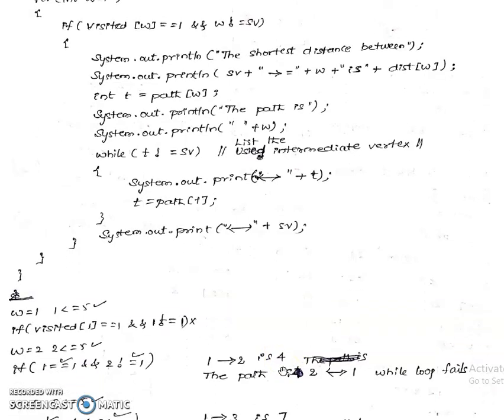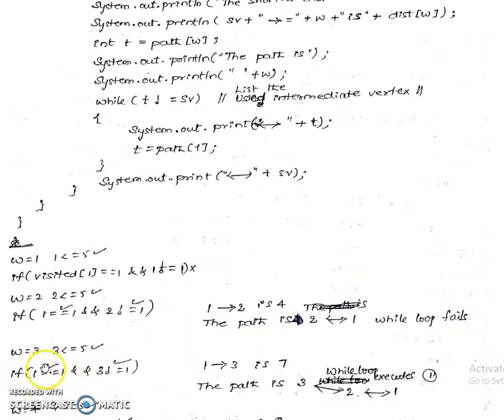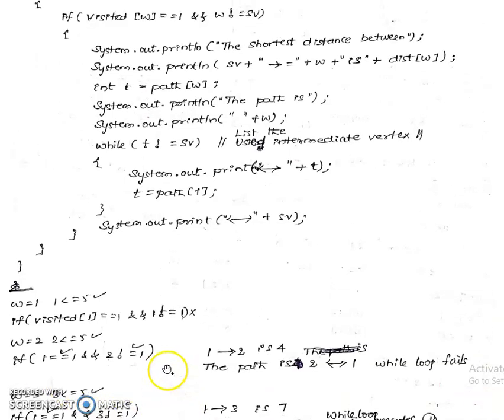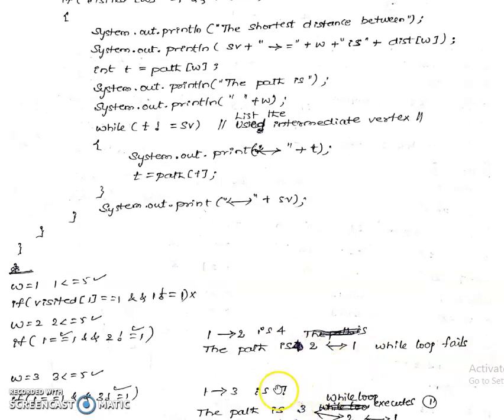Now let me go for the next iteration. w is equal to 3. 3 is less than or equal to 5. The condition is true. The vertex 3 is visited. Then 3 not equal to source vertex. Fine. So what are you going to print? Source vertex is 1. Between 1 to 3, where w is equal to 3, you can reach with the cost 7. How did you get this 7? 1 to 2 was 4 plus 2 to 3 was 3. So 4 plus 3 is equal to 7.